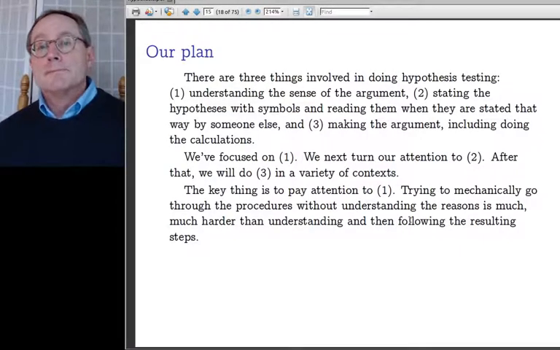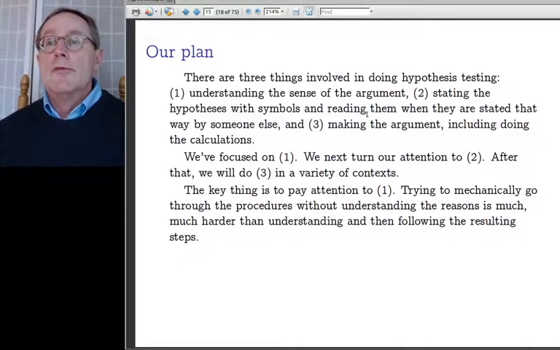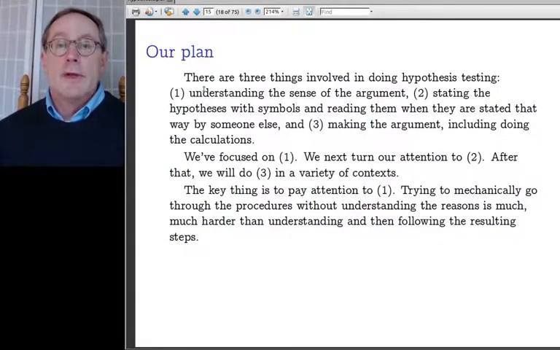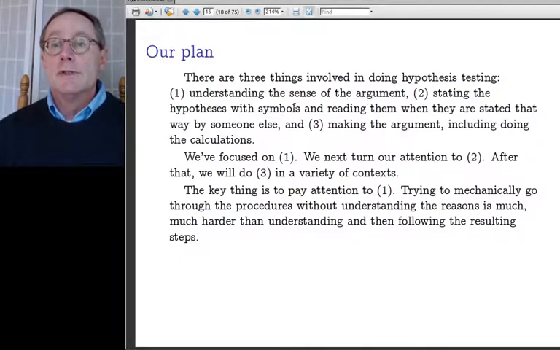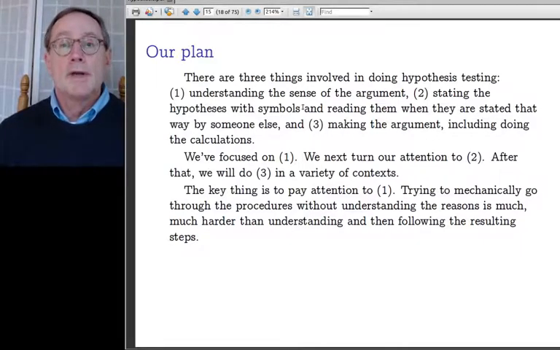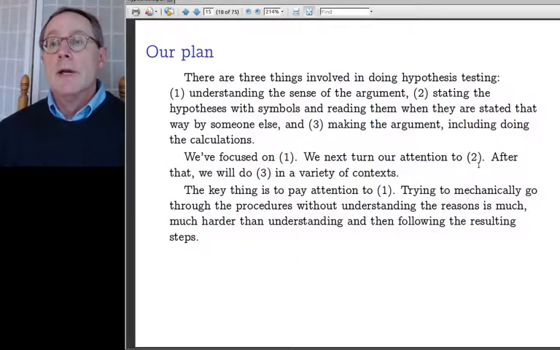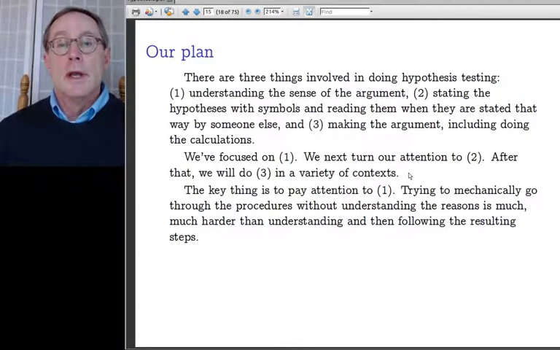Okay, so the plan. There are 3 things involved in doing hypothesis testing. You have to get a sense of the argument. I just did a couple of examples of trying to get the sense of the argument. You have to be able to state the hypotheses with symbols and read them when they're stated to you by someone else. And finally, you have to make the arguments, including doing the calculations. So far we focused on 1 because it's hard to understand the other parts if you don't have some sense of the argument. We next are going to turn our attention to part 2, and then after that we'll do part 3 in a variety of contexts.